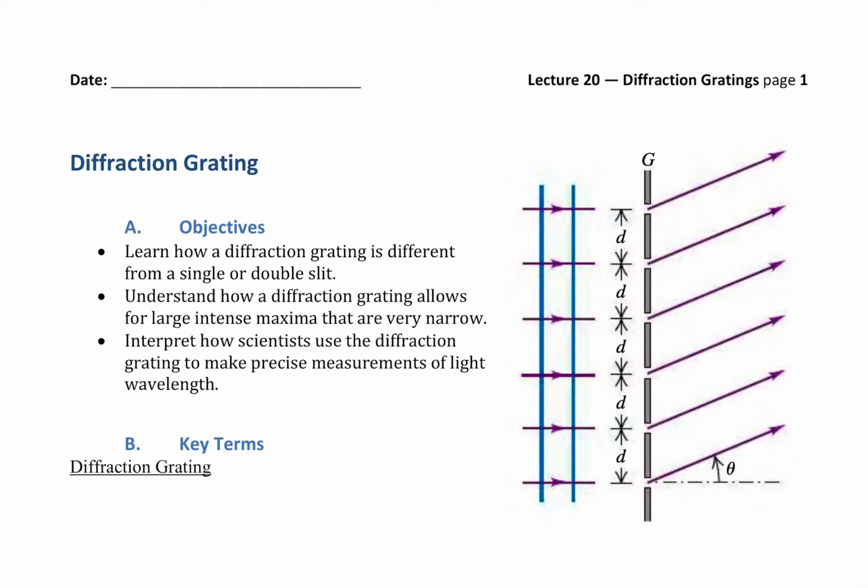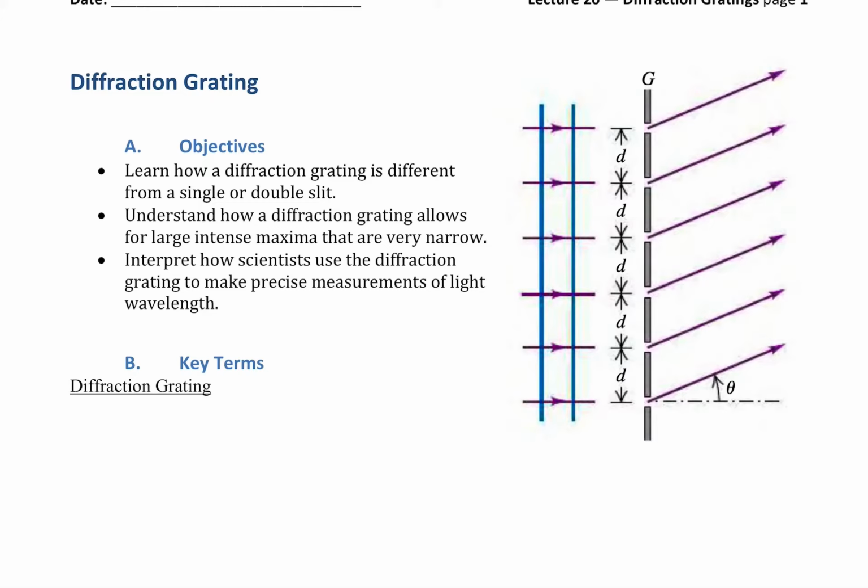So let's take a look at our objectives. We want to learn how a diffraction grating is different from a single or double slit. What are the important differences? We want to understand how a diffraction grating allows for large, intense maxima that are very narrow, because that's really the defining characteristic of the interference pattern that is created by a diffraction grating. And we want to interpret how scientists use the diffraction grating to make precise measurements of light and wavelength, or the wavelength of light.